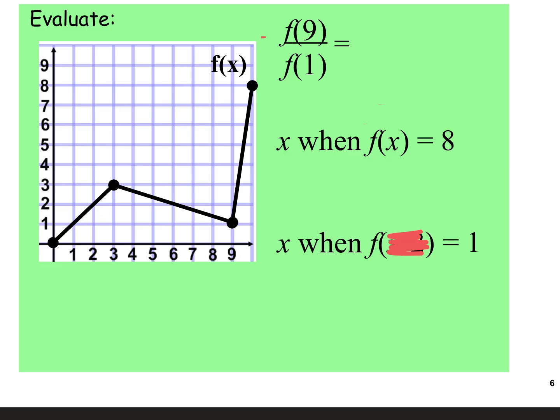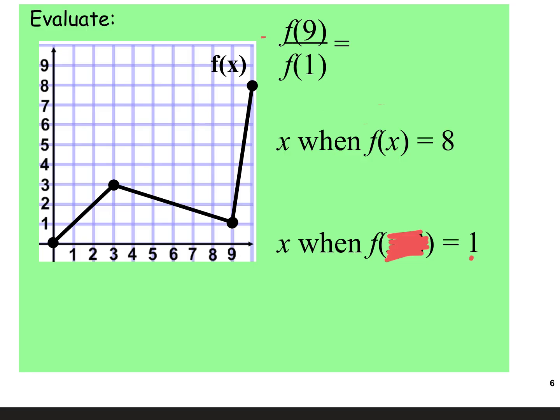You scribble this out because it's just too much to comprehend to start with. And you just ask yourself, f of what would be 1? F of what would be 1? That's a point. Somewhere on here, f of something is 1. Is this the x is 1? Are they telling me? Hold on just a second, sorry.